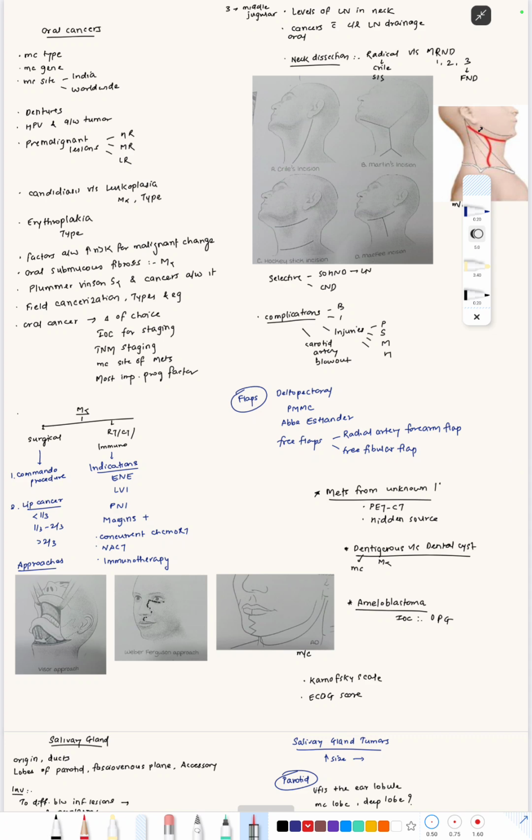Then talking about the metastasis, M0 means no metastasis, M1 means distant metastasis is present. The most common site of metastasis is going to be the lungs. The most important prognostic factor is the lymph node status.